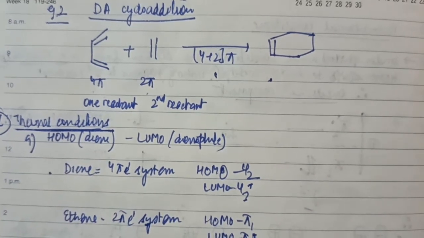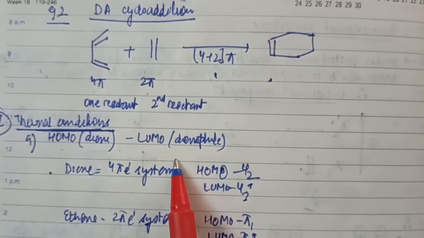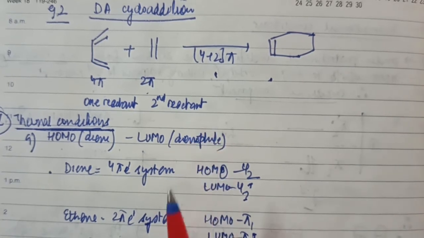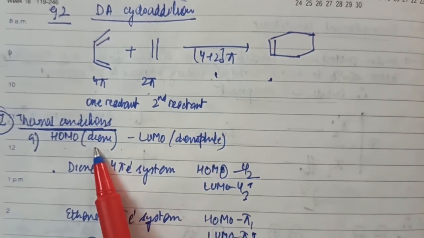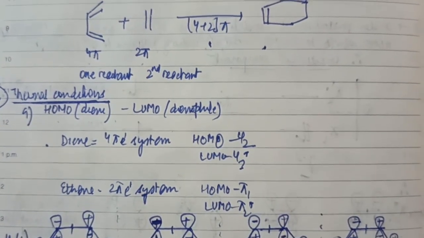Even in thermal conditions, we'll talk about two variations. First, we'll take the HOMO of the diene and LUMO of the dienophile, and in the second case, we'll take the HOMO of the dienophile with the LUMO of the diene. Let's get started. Okay, we'll do it fast.